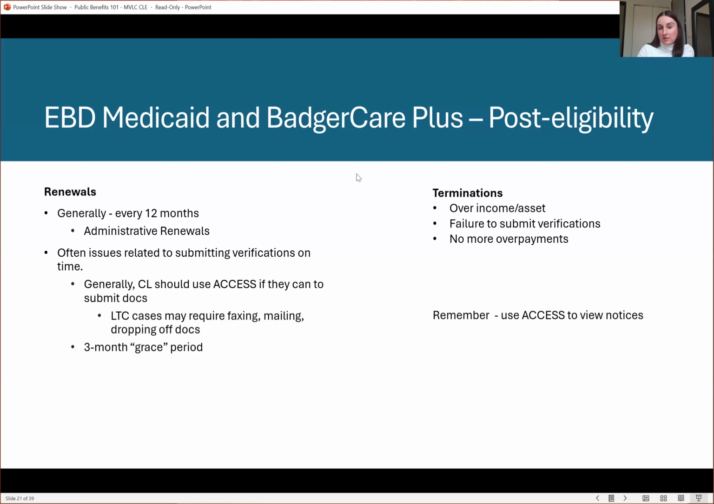And then there's terminations for being over income or over asset, or for failure to submit verifications. And then no more overpayments for Medicaid. That was a policy change right about when I started at Legal Action, which is awesome, where they aren't going to, for now, knocking on wood, collect overpayments for Medicaid programs. And then, remember to use Access to view notices to figure out what's going on.